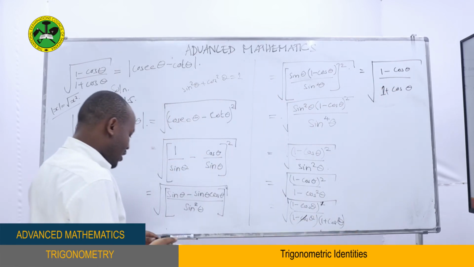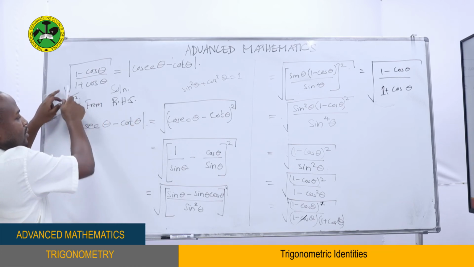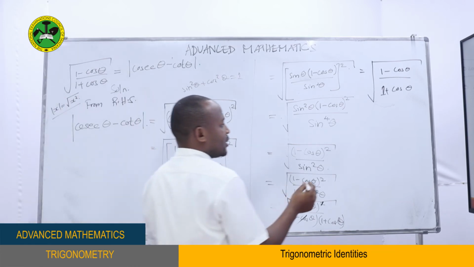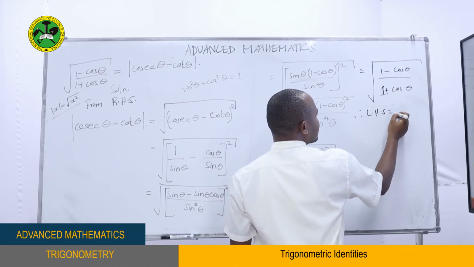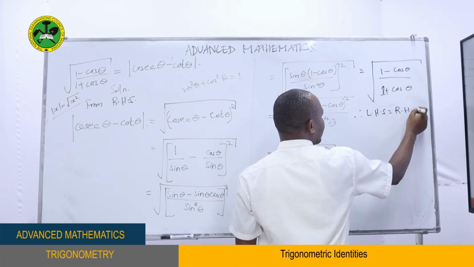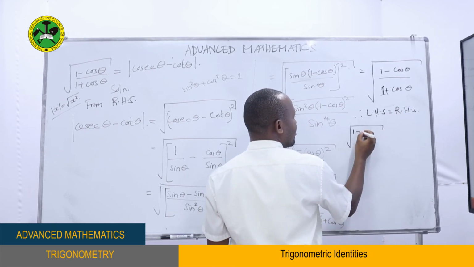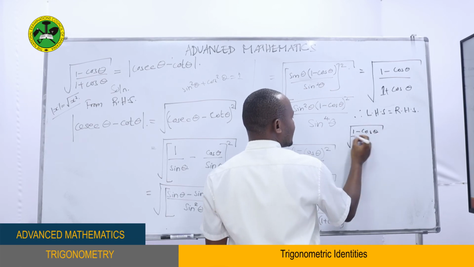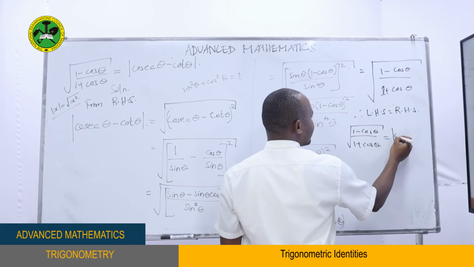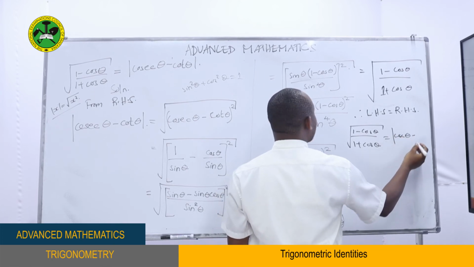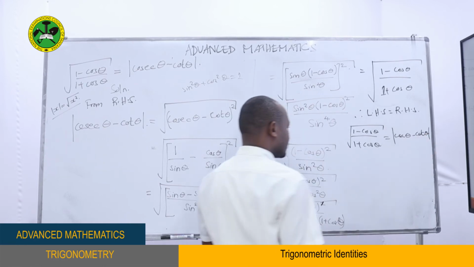That means, concluding our question, we started from the right hand side, and we had to prove it is equal to the left hand side. Therefore, left hand side is equal to right hand side, and that means the square root of (1 minus cos theta) over (1 plus cos theta) is equal to the absolute value of cosec theta minus cot theta.